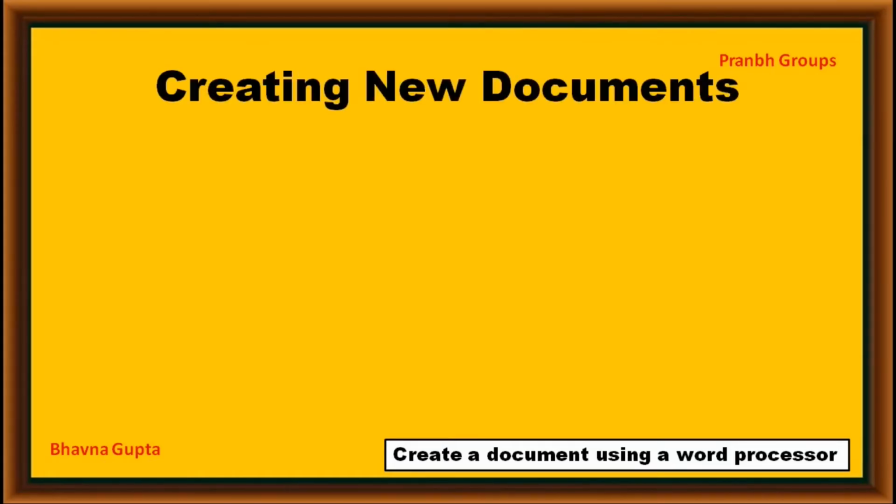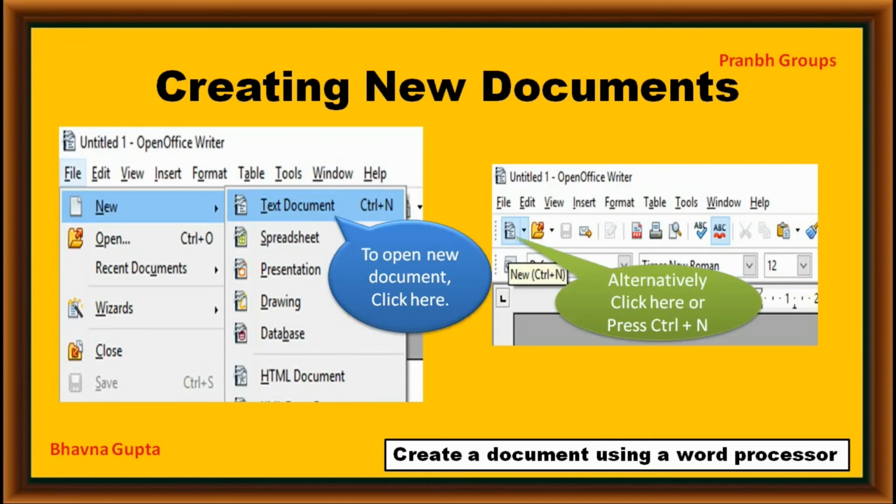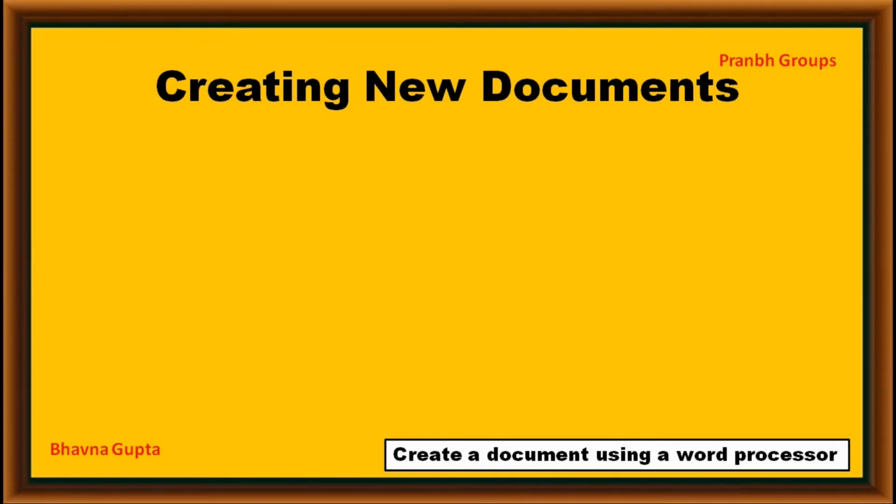Next topic, creating a new document. Here are three methods for creating a new document. First, click the File menu, then New, and then click Text Document. This is the first way of creating a new document. The second way, you can click this button and create a new document. And third, press the Ctrl+N keys. This is a shortcut key for creating a new document.